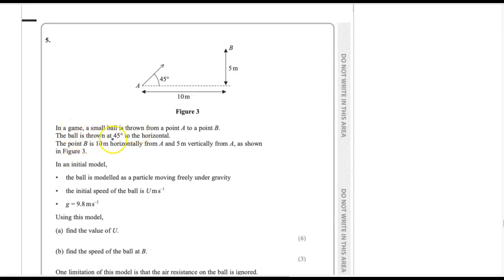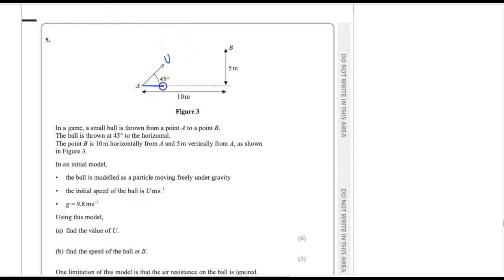The ball is thrown at 45 degrees to the horizontal. The point B is 10 meters from horizontal, so this is what is represented over here, and 45 degrees is also represented. Point B is 5 meters up vertically. In an initial model, the ball is modeled as a particle moving freely under gravity. The initial speed of the ball is u. Okay, so let's write u there, u meters per second.